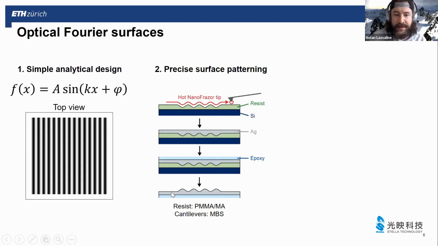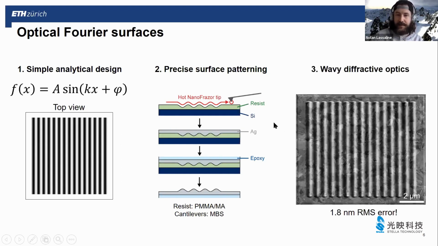And just for the NanoFrazor users that are attending, for resist, we use a somewhat more standard electron beam lithography resist, PMMA MA, more for historical reasons. It was convenient at the beginning of the project and it wasn't broken, so I didn't try to fix it. But anyways, this is what we're using, and these cantilevers, called MBS, are very good for these patterns.